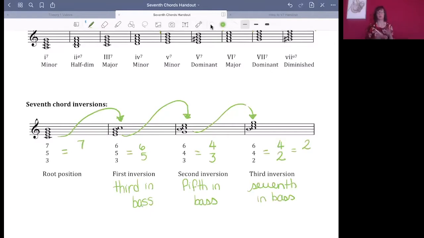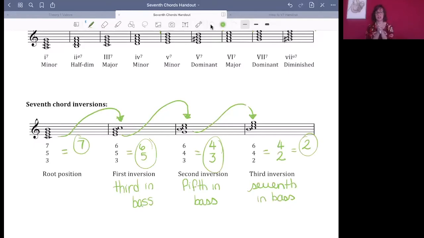Either one is fine. Really quick kind of hack to remembering these. We're just going down numerically, right? Root position is a 7. First inversion 6, 5. Second inversion 4, 3. Third inversion 2. So that's a quick kind of hack to remembering what the labels are for the 3 inversions. Okay, so that is 7th chords in a nutshell.